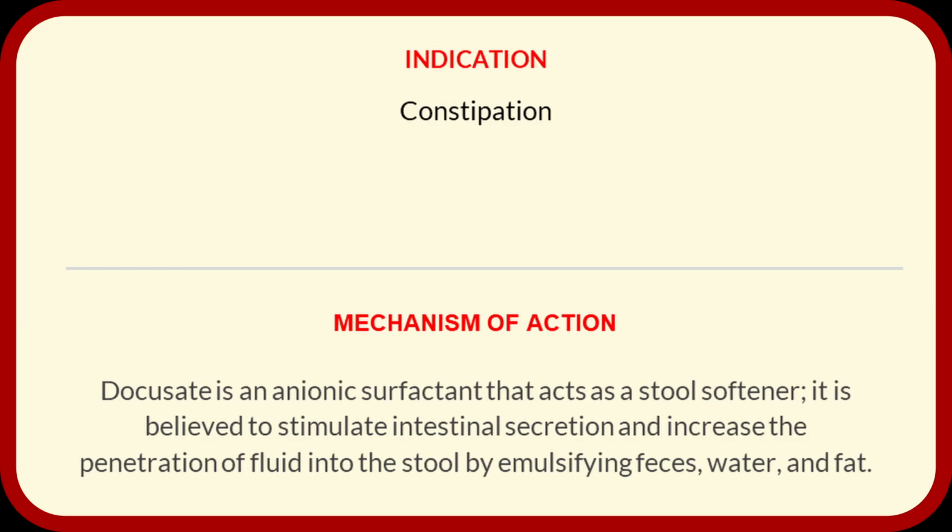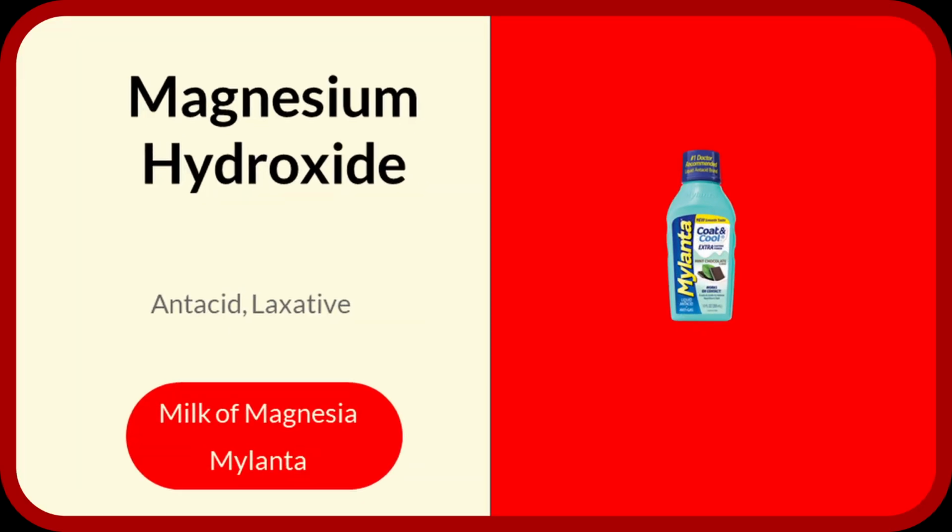Docusate is an anionic surfactant that acts as a stool softener. It is believed to stimulate intestinal secretion and increase the penetration of fluid into the stool by emulsifying feces, water, and fat. Next, osmotic laxatives.